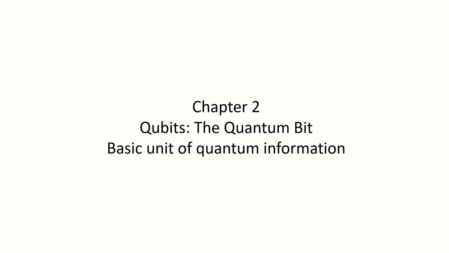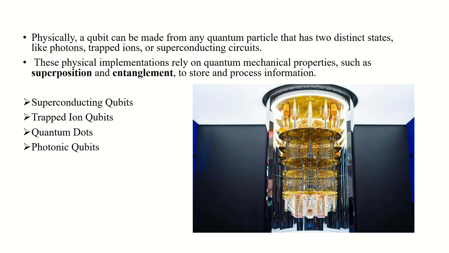Now let us look at qubits, or quantum bits, which are the basic units of quantum information. So what is a qubit? Physically it can be implemented by any quantum particle which has two distinct states, like photons, which can be either horizontally or vertically polarized, trapped ions, or superconducting circuits. We'll look at each one of them. These physical implementations rely on quantum mechanical properties like superposition and entanglement. Let me briefly explain.